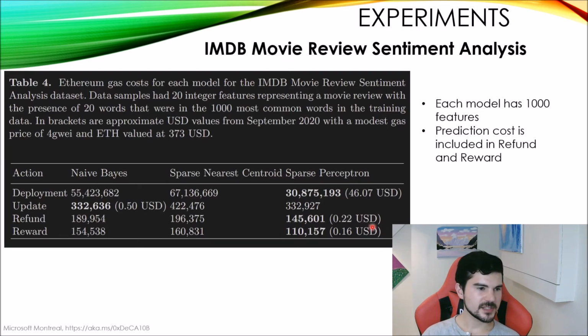So here's some gas costs for it. Again, the perceptron usually being the cheapest, naive Bayes also being pretty close here. And deployment cost, again, being high for these ones, these two, because they need to have essentially double the data as this sparse perceptron.